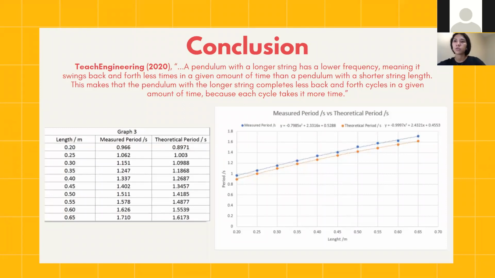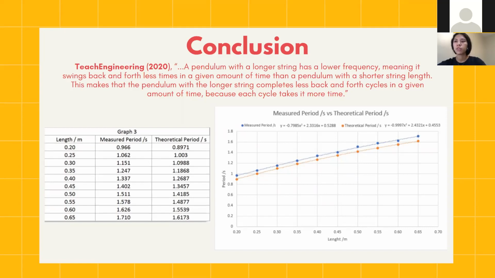Conclusion. As we can see in the graphs, my measured and theoretical times were very close, but there was an error that caused my measured period to be delayed a few milliseconds. And we can also see that the length of the string of the pendulum does affect its period, because the longer the string, the longer the period. And if the string was shorter, it also took less time for the pendulum to complete one oscillation.